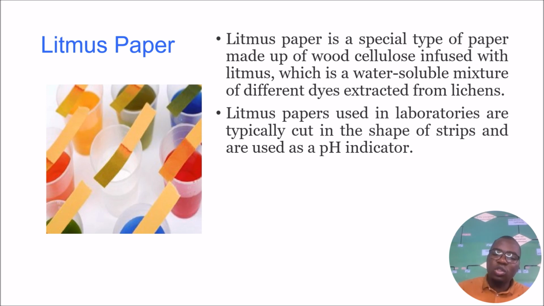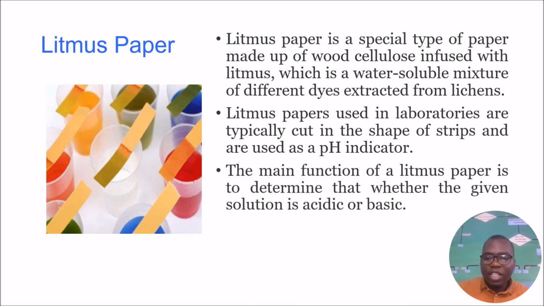Do you want to know whether this liquid is an acid or an alkali? There are two types. We can use a red litmus paper or a blue litmus paper for finding out whether something is an acid or a base. The main function of a litmus paper is to determine whether the given solution is acidic or basic.